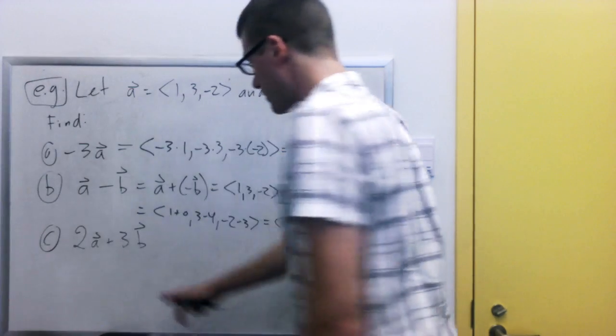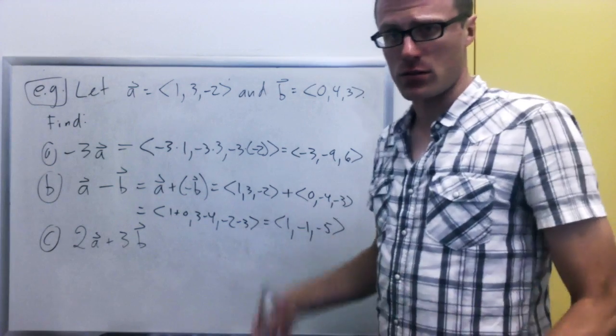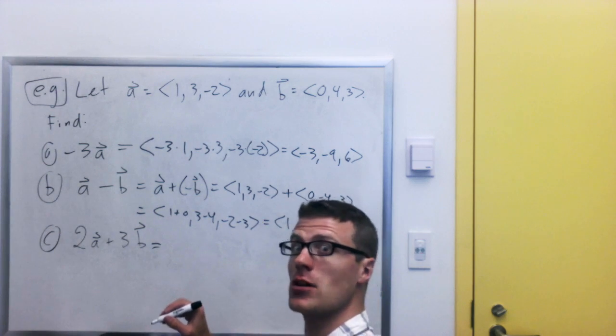Finally, let's do this last one. 2A plus 3B. I'm going to do this a little bit faster. First of all, I'm huge, so I've got to kneel down. Okay, I'm still up here.